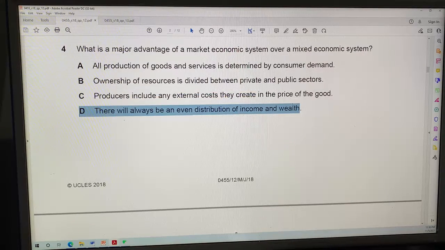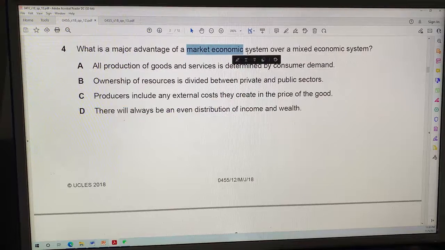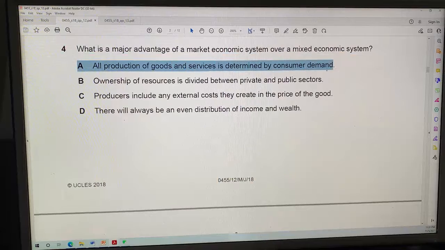What about D? There will always be an even distribution of income and wealth. No. It would be nice to have an even distribution of income and wealth. I don't think it's possible, but it's simply not true about a market system. And this is also not true of a mixed economic system. So for 4, the answer must be A.